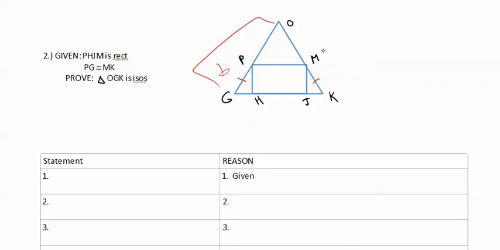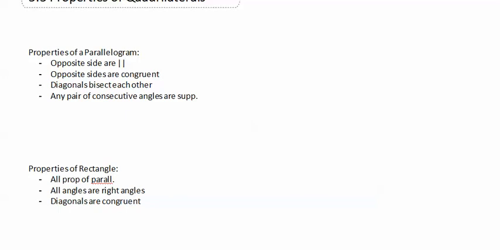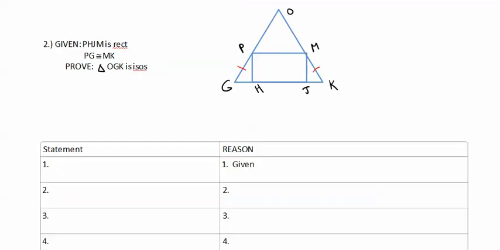So now let's think about the properties of a rectangle that can help us lead to those possibilities. The properties of a rectangle are all the properties of a parallelogram, so we'll reference that in a second, all angles are right angles, and the diagonals are congruent. And the properties of a parallelogram are that the opposite sides are parallel, opposite sides are congruent, and the diagonals bisect each other, along with any pair of consecutive angles being supplementary. So now let's figure out which of these properties might help us.